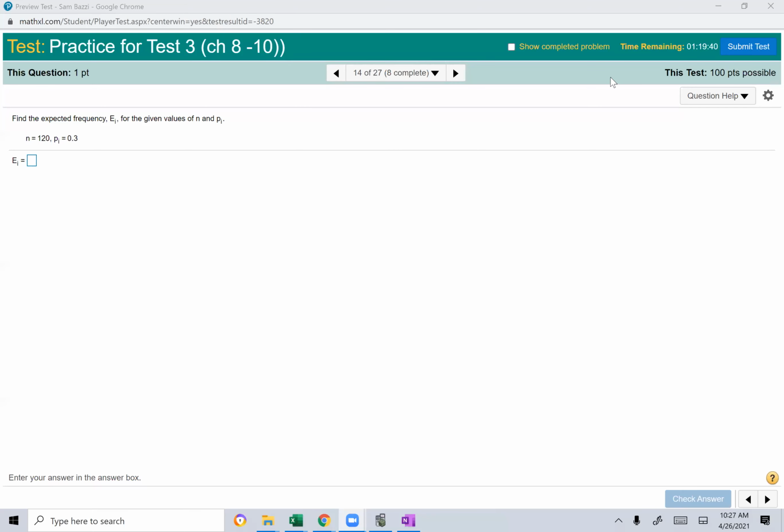All right. Find the expected frequency for the given value of n and p. So the frequency for the goodness of fit is the percent times the total. And he gives you the percent to be 0.3 and the total to be 120. So if you want to find the frequency, you just take 0.3 and multiply it by 120.